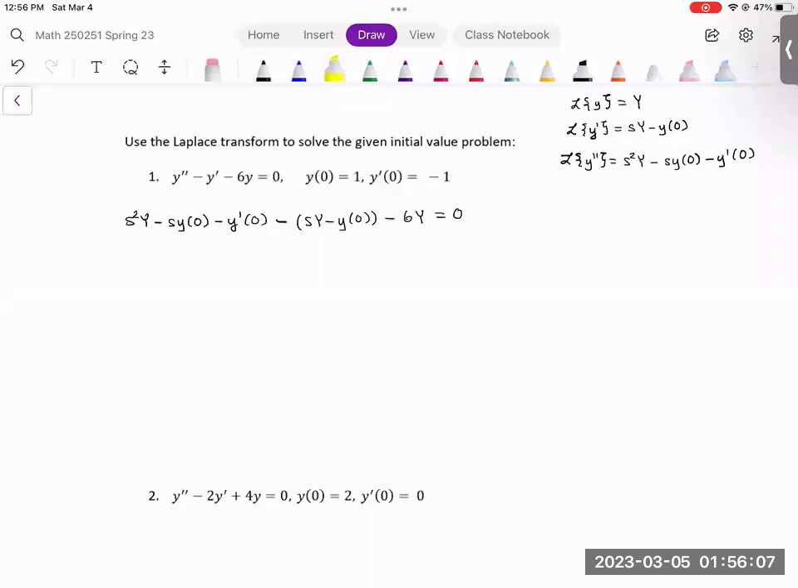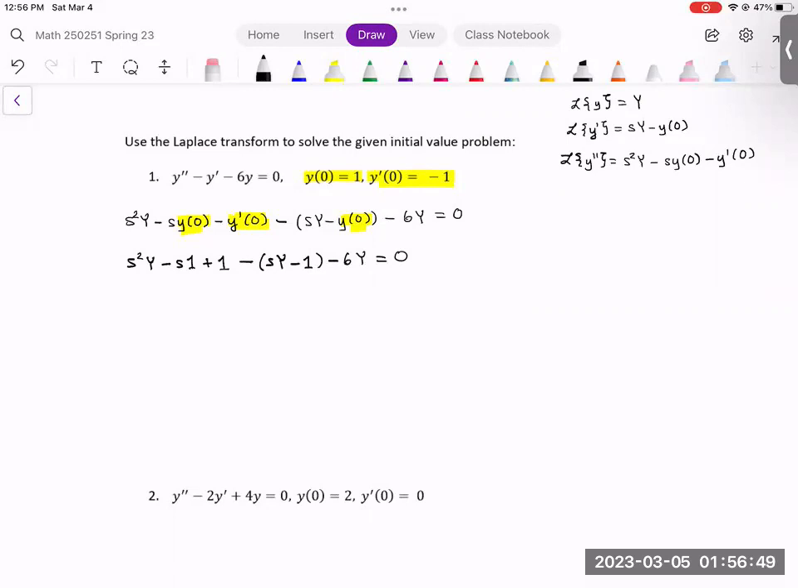And the way that we use these initial conditions, y at 0 is 1, y prime at 0 equals -1, is we're just going to plug them in where we see them in our expression. So this gives us s squared capital Y minus s times 1 minus a -1, so I'm going to write +1, minus s times Y minus 1 minus 6 times Y equals 0. And now we have an algebra problem to solve.